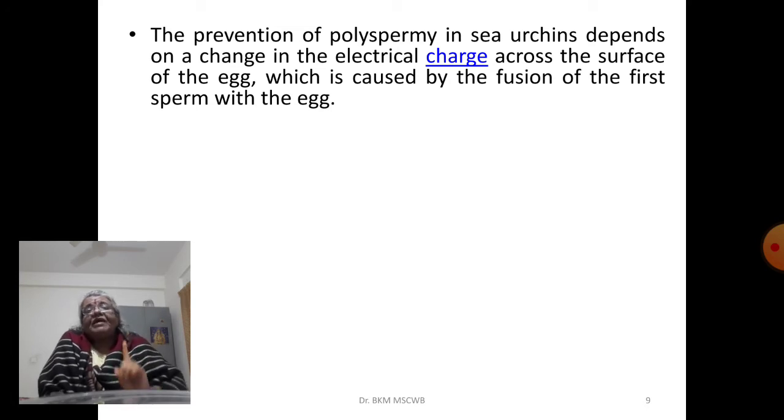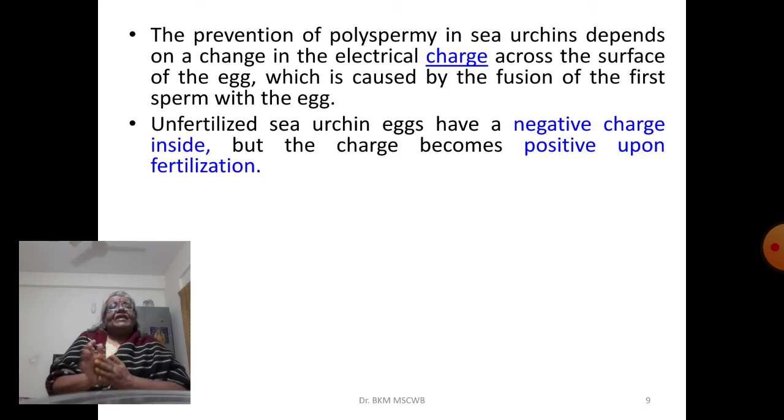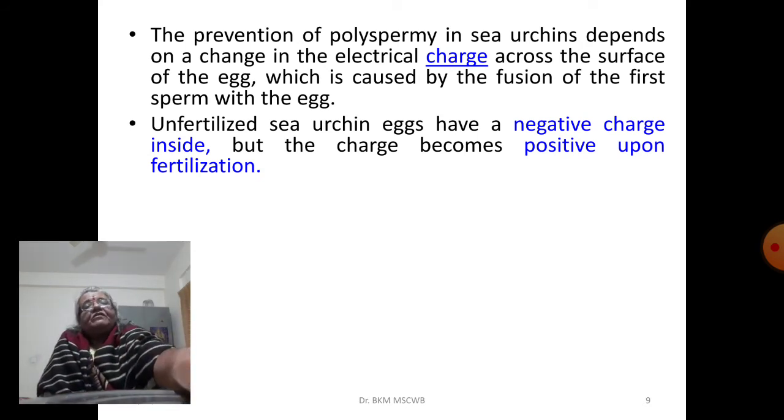So, fast block mechanism involves change in the electrical charge across the surface of the egg, which is caused with the entry of the first sperm within the egg. Okay. So, unfertilized sea urchin eggs, they have a negative charge inside. Okay. But once fertilization takes place, the charge becomes positive, right? So, there is change in negative charge to positive charge with fertilization. Alright.